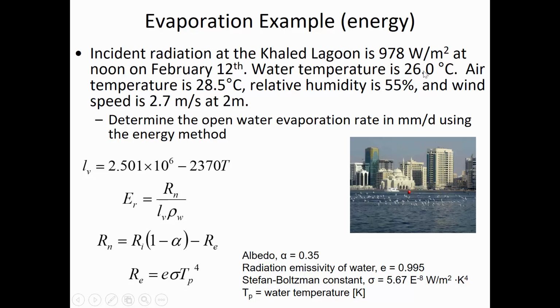The reason why the water temperature is given is, even if you don't have a sensor that's directly measuring how much long-wave radiation is coming out from the water, you can estimate the amount of long-wave radiation emitted by water using the temperature of the water, the Stefan-Boltzmann constant, and a constant called the radiation emissivity of water. So R sub E you're going to be estimating based on the water temperature.